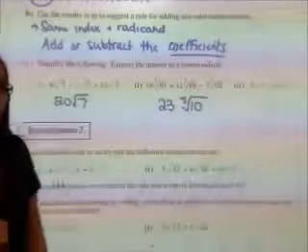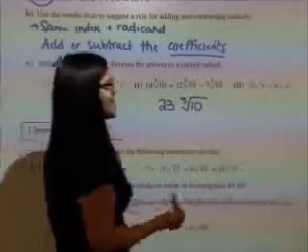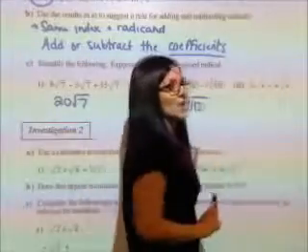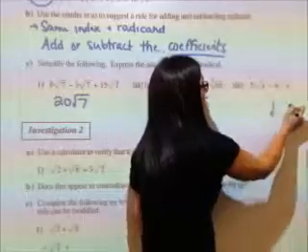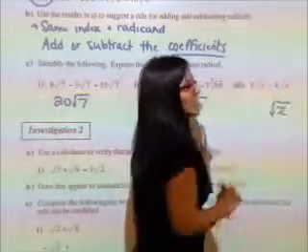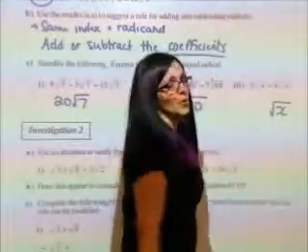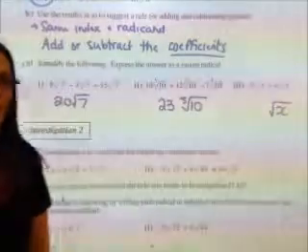And it still works if my radicand is a variable. Root x and root x still give me a root x in the end. 5 minus 4 is 1. I don't need to put the 1 in front. It just stays as root x.